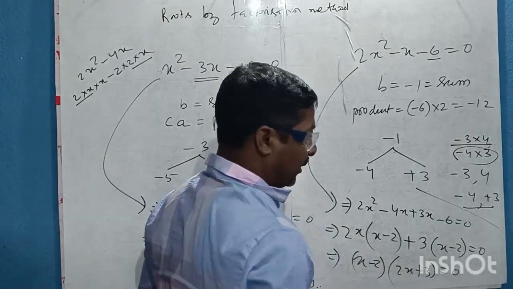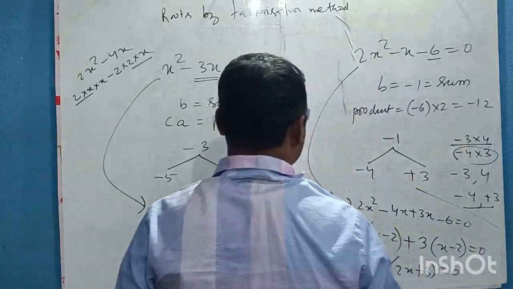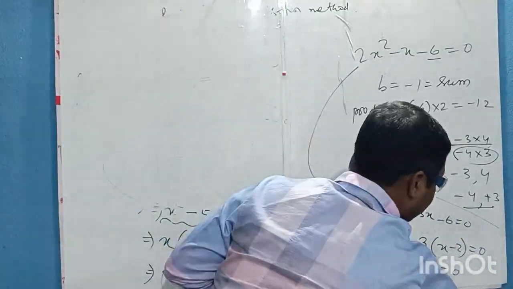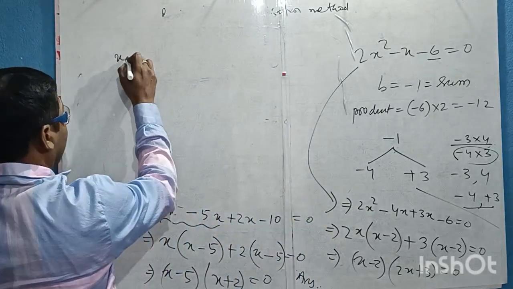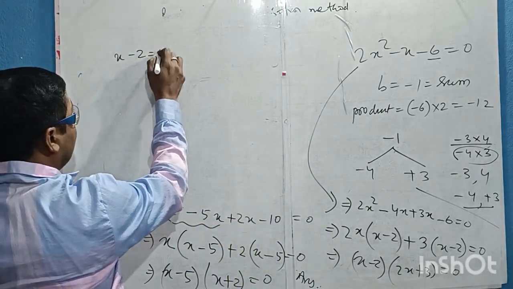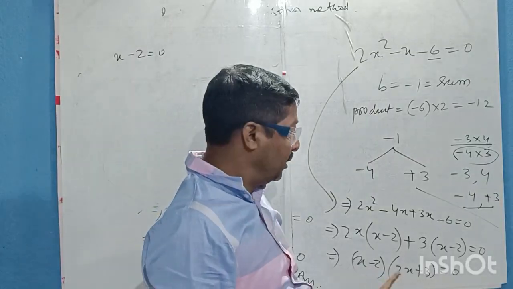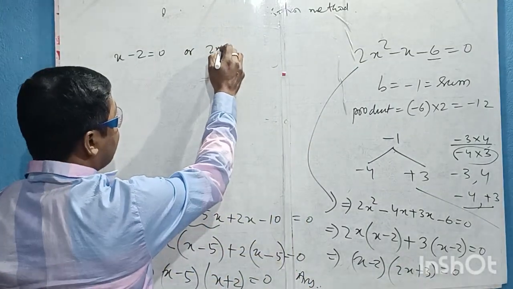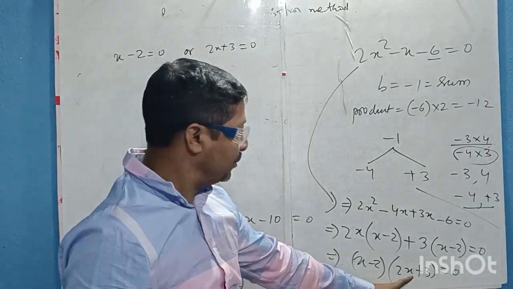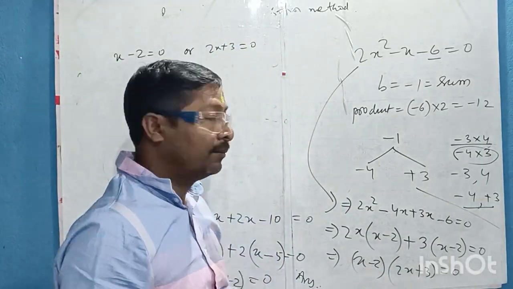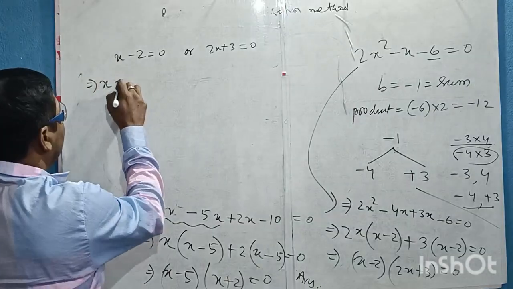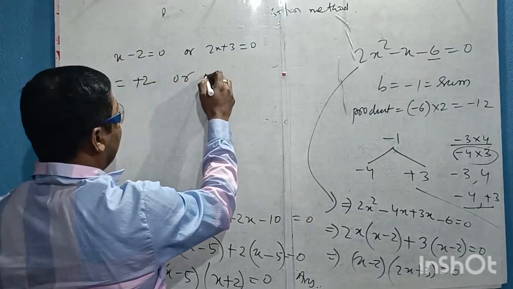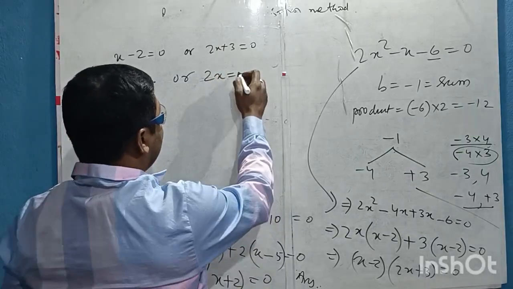This is the factorization. But to get the roots, I have to proceed: x minus 2 equal to 0. This one, x minus 2 will be 0, or 2x plus 3 will be 0, because 2x plus 3 is 0 by this, equal to 0. Now x will be how much? Minus 2, changing its side, becomes plus 2. This is one root. Another, 2x plus 3, changing sides, minus 3.